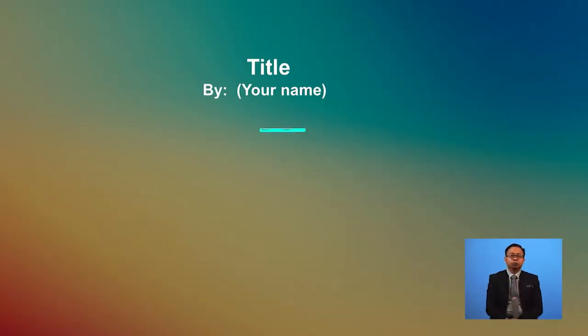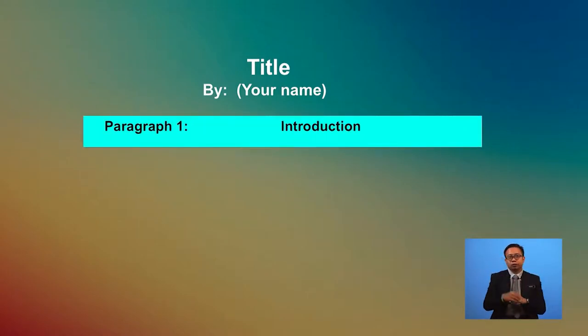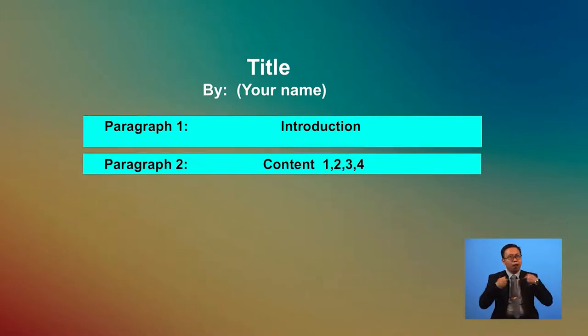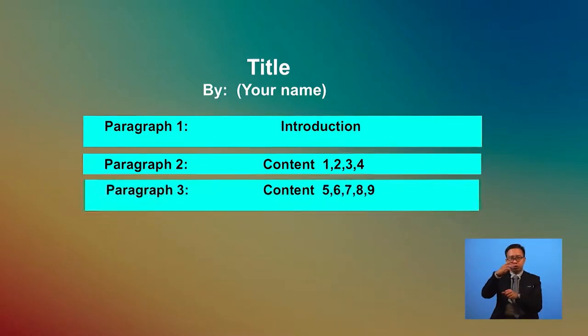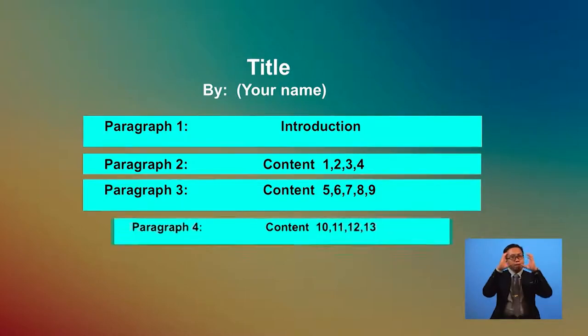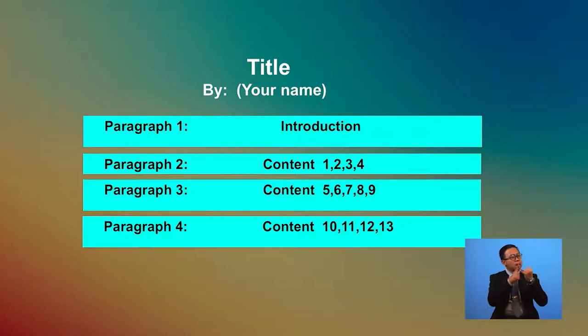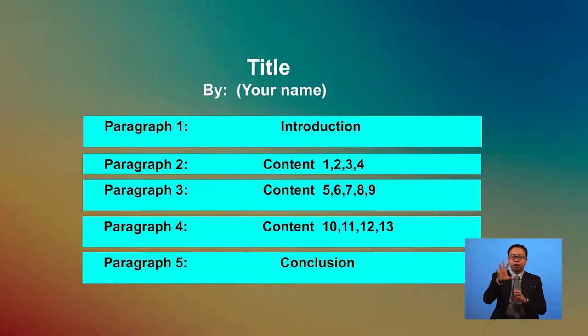We also need to organize our points. I would strongly recommend that you have at least 5 paragraphs in total. Paragraph 1 should be your introduction. Paragraph 2, have 4 content points here based on your brochure. Paragraph 3, write 5 more content points. And paragraph 4, write the final 4 content points here. In paragraph 5, you can write your conclusion.